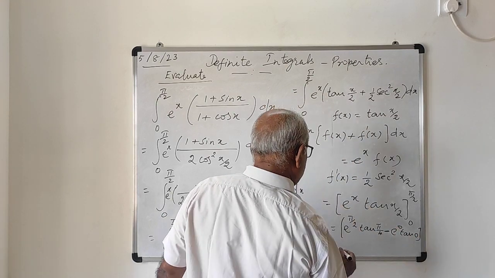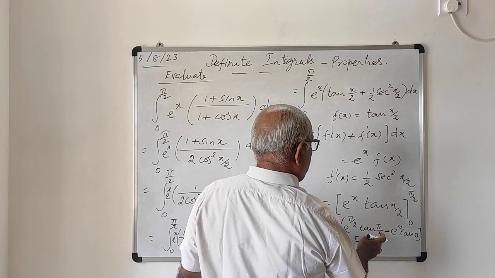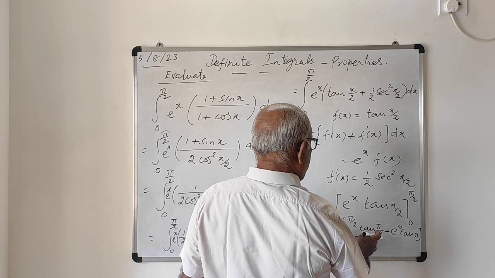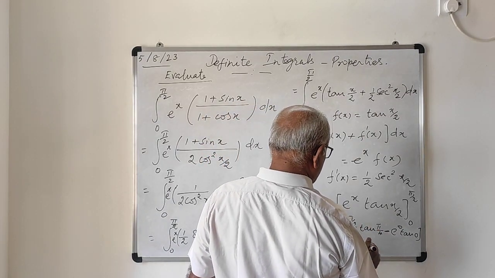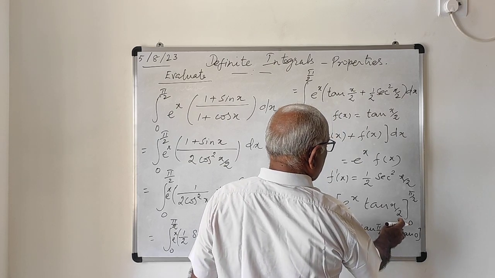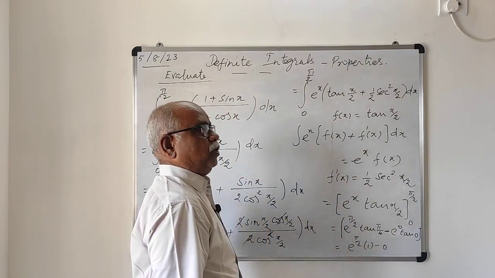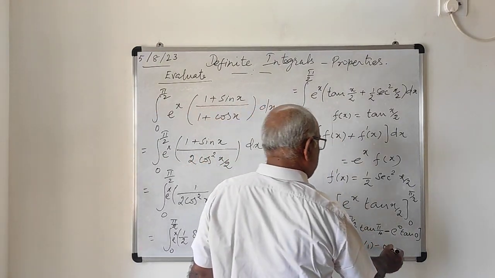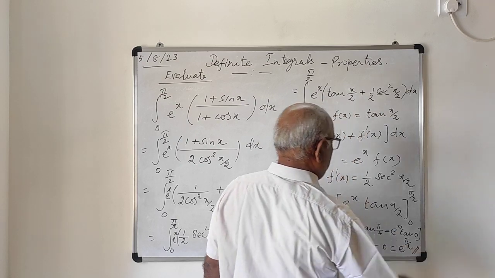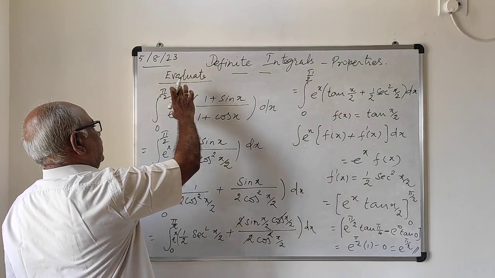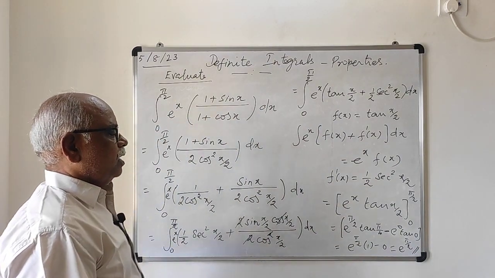This is e power pi by 2. What is tan pi by 4? Tan pi by 4 is 1, so e power pi by 2 into 1. E power 0 is 1, and 1 into tan 0 is 0, since 0 into anything is 0. Therefore, the second term is 0. So e power pi by 2 into 1 is e power pi by 2. The answer for this problem, the evaluation of this integral, is e power pi by 2.